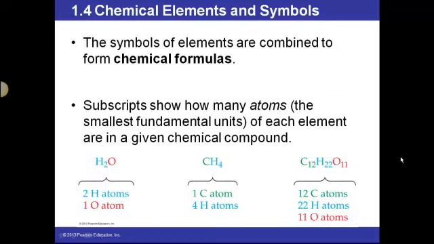Our symbols for the elements can be combined to form chemical formulas, and we've already been talking about water quite a lot as being made up of 2 atoms of hydrogen and 1 atom of oxygen. Our subscripts are going to show how many atoms of the smallest fundamental units are within each molecule. So if we have a molecule of methane, methane is CH4. That's going to contain one atom of carbon. If the subscript is not shown, it indicates that it is a 1. And hydrogen, there's 4 of these. So there's 1 atom of carbon and 4 atoms of hydrogen.